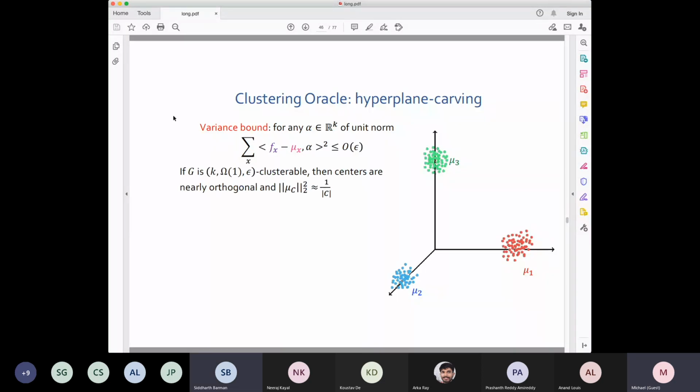Good. All x in what? Over all x in the graph. Yeah, exactly. So here the sum is over all x in the graph. Note that what you're doing is looking at the distance from f(x) to its corresponding cluster center. So this is a vector. You're projecting this vector onto your favorite direction alpha, and you're summing the squares of these projections.